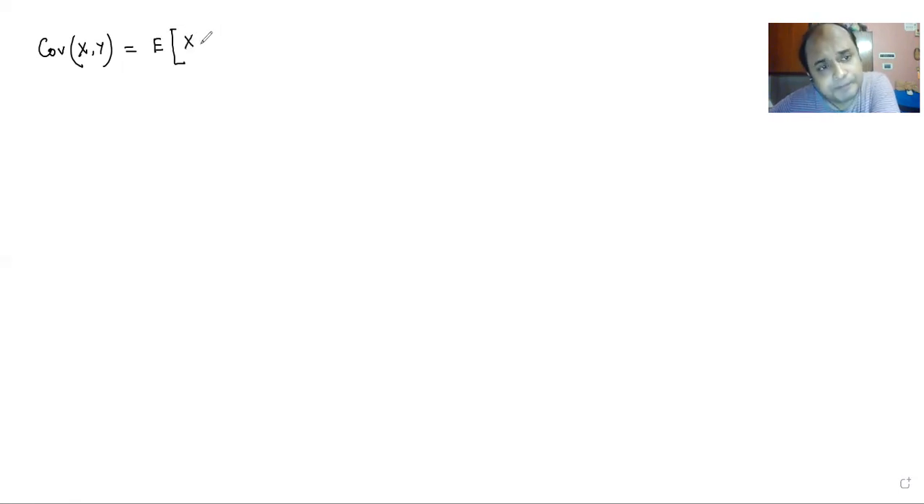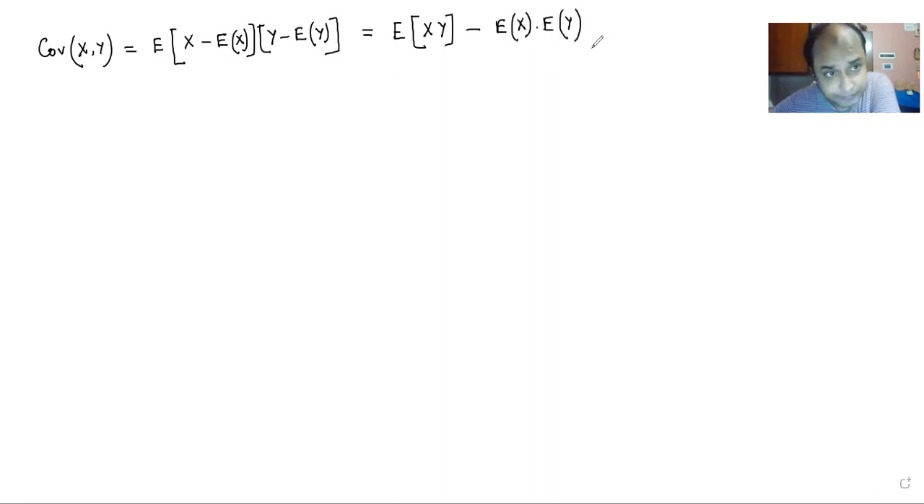One is given by the expectation of X minus EX, and its product is taken with Y minus EY. We consider its expectation. An operational formula that we can always use is the following: expectation of XY minus expectation of X into expectation of Y. So this is the formula for the covariance.